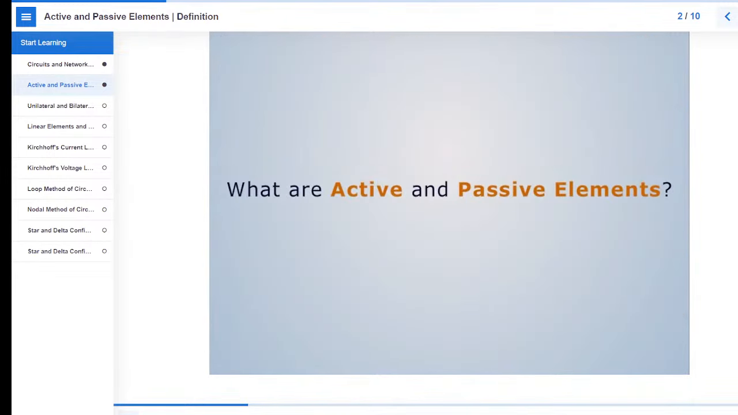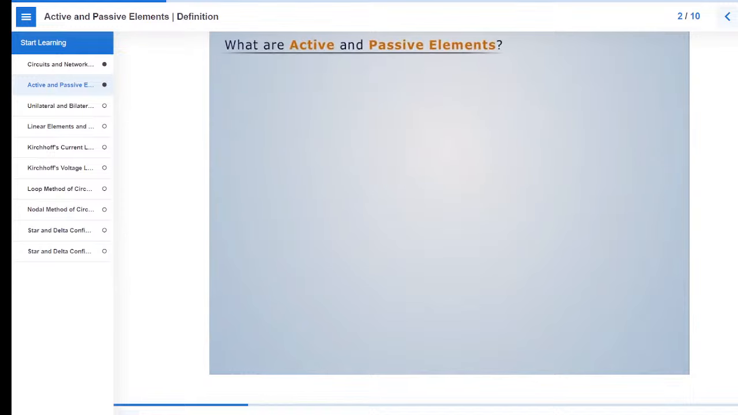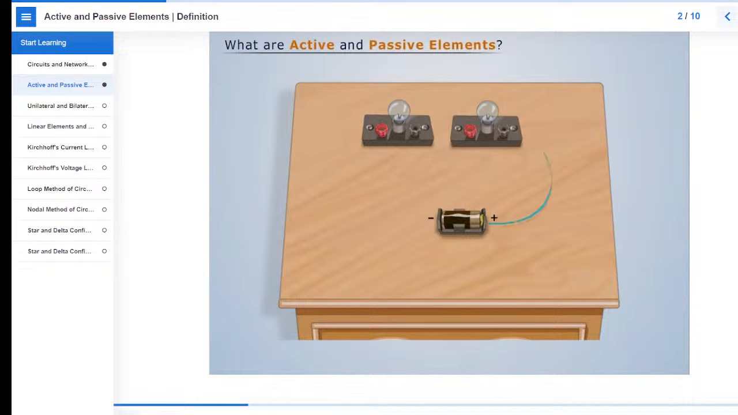What are active and passive elements? To understand active and passive elements, let's consider a simple circuit where a battery is connected to a pair of bulbs with a switch. Here the battery, switch, and the bulbs are the different circuit elements.